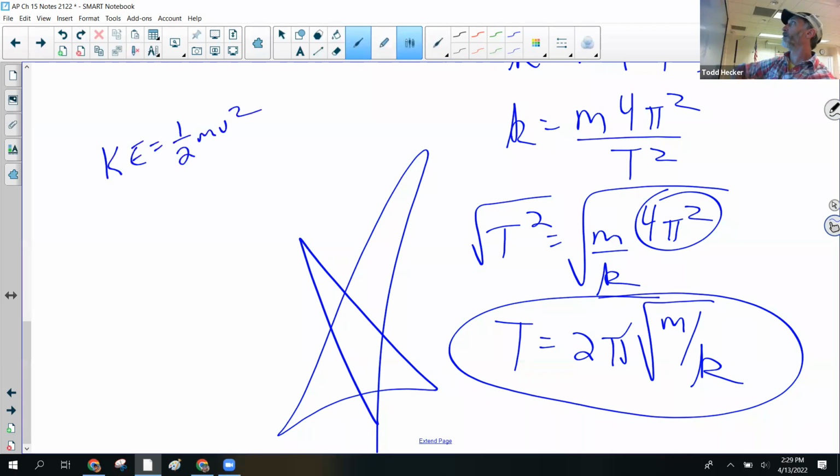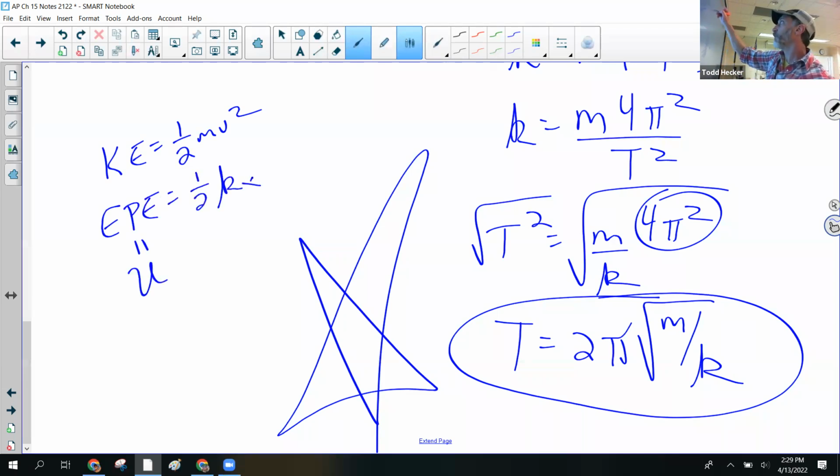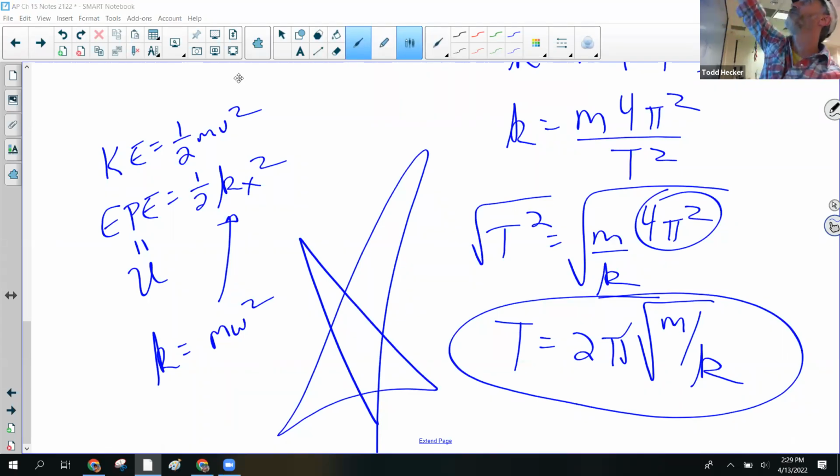Cool, now we can find our kinetic energy and we can find our elastic potential energy, often just called U. That's 1/2 kx squared. And look, we already know what k is, right? Remember, k was m omega squared. So now it's just a matter of parsing through all this and being able to put it all together. All right, so let's do it.